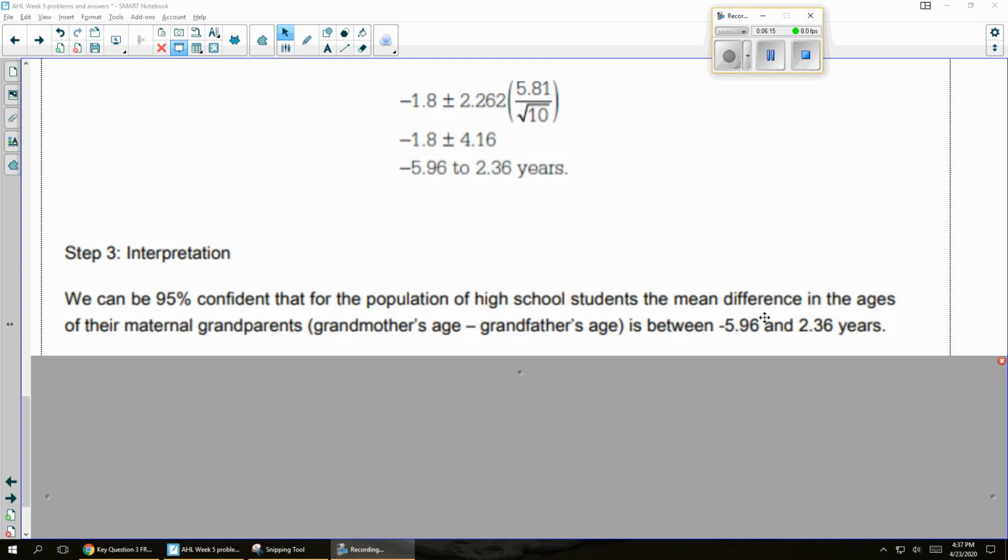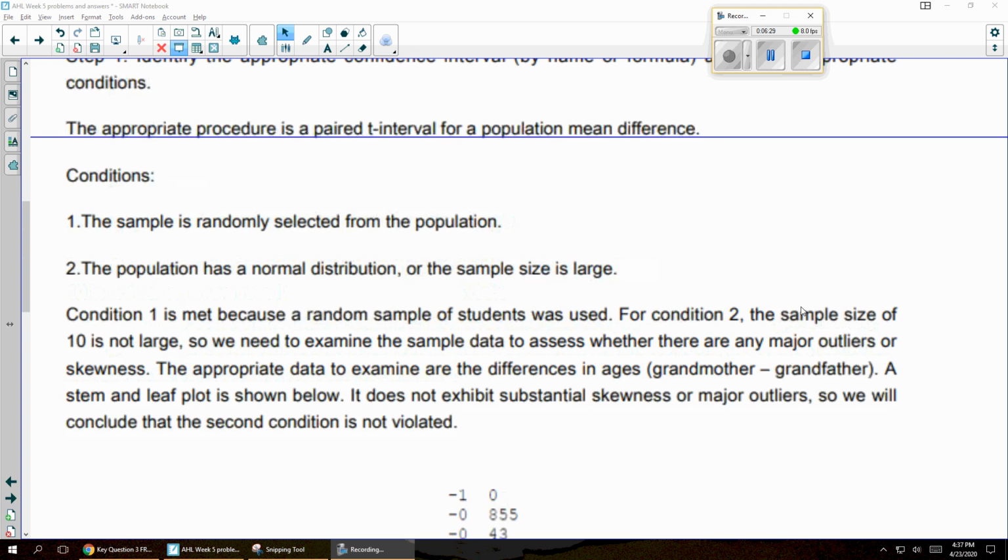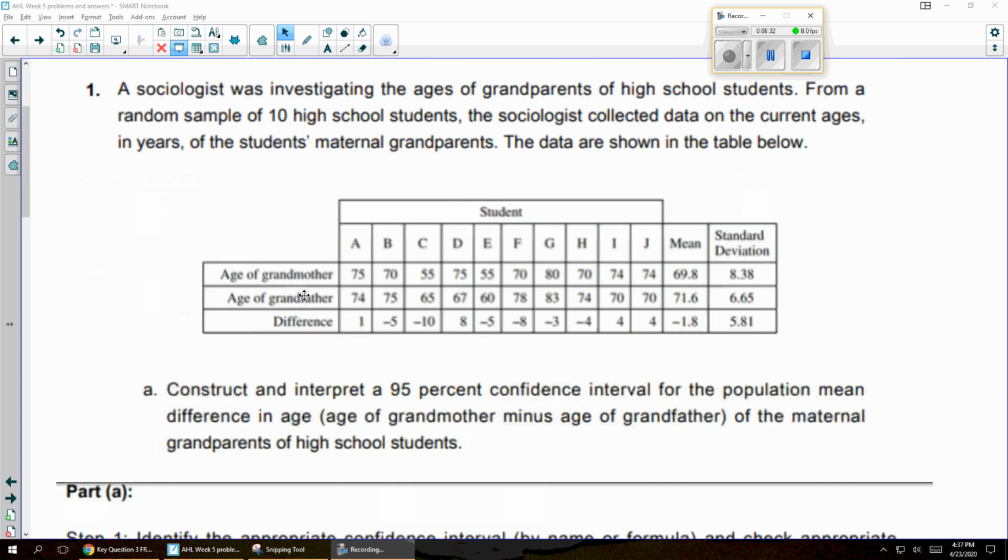Since 0 is in this interval, if this had been a hypothesis test, I do not have convincing evidence that the granddads are older than the grandmoms. If both of these numbers were negative, that would be different. I could say I'm pretty sure that the average grandmother and grandfather has an older granddad, but I don't quite have that here.